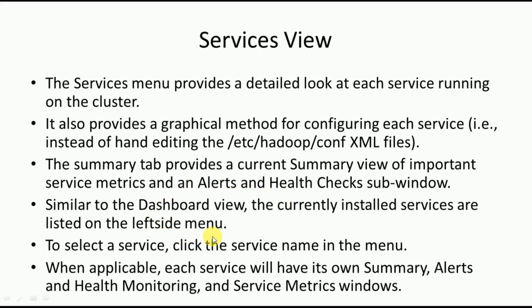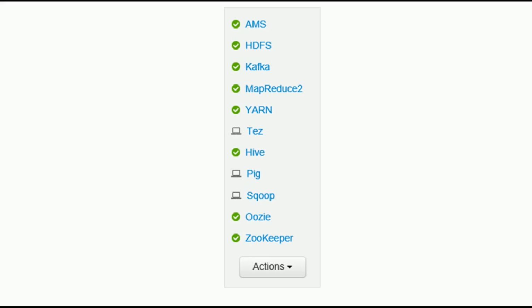The services will be present on the left hand side of that view. If you want to select a particular service, you just need to click on it, and that service will be selected and its information will be displayed in the window. This is how the services will look. On the left hand side you can see the different services: AMS, HDFS, Kafka, MapReduce 2, YARN, Tez, Hive, and so on. These are all the services here.